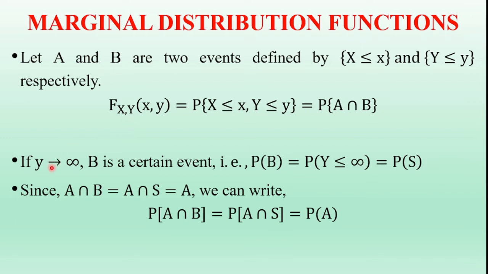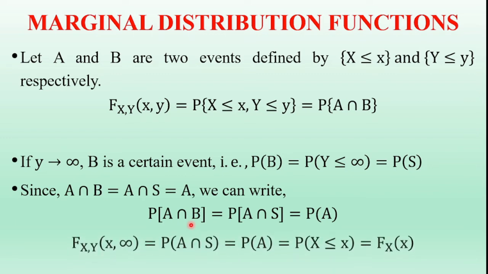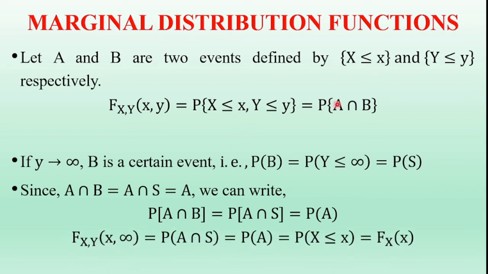Now here y is equal to infinity. Therefore the probability of A intersection B is F_XY of x comma infinity, which is equal to the probability of A. What is the event A? Event A is X less than or equal to x. According to the definition of the probability distribution function, or cumulative distribution function, of a single random variable X, the probability of X less than or equal to x is F_X of x. So F_XY of x comma infinity is equal to F_X of x. This F_X of x is called the marginal distribution function of the random variable capital X, and its expression is F_X of x equals F_XY of x comma infinity.